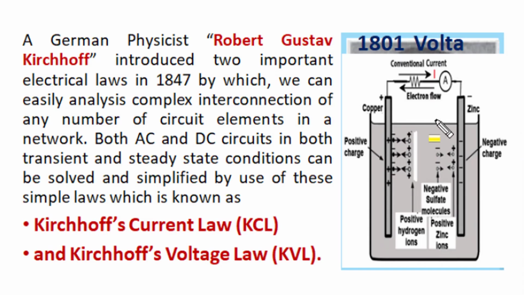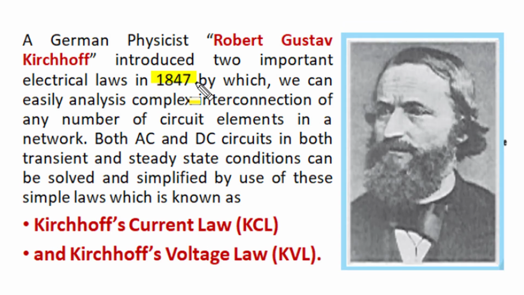Let's start. In the year 1801, Volta discovered the first chemical cell and introduced our subject of current electricity. In the next 4 decades, remarkable work was done in the field of electricity and magnetism. In the year 1847, a German physicist Robert Gustav Kirchhoff introduced two very important electric circuit laws by which the analysis of complex electric circuits involving several elements became possible.